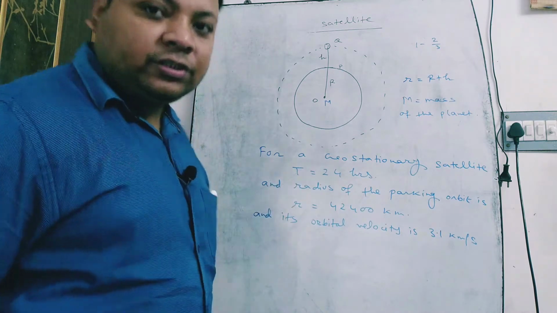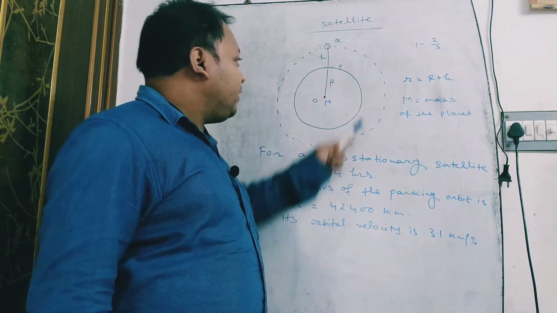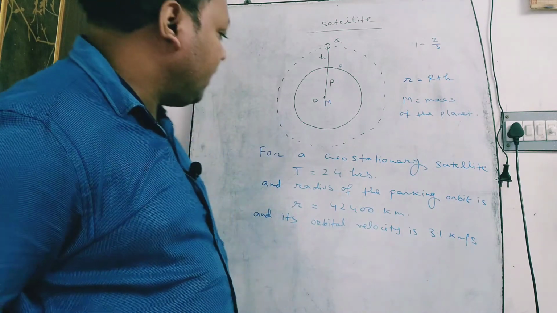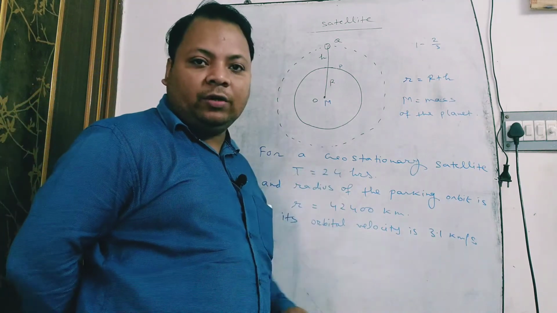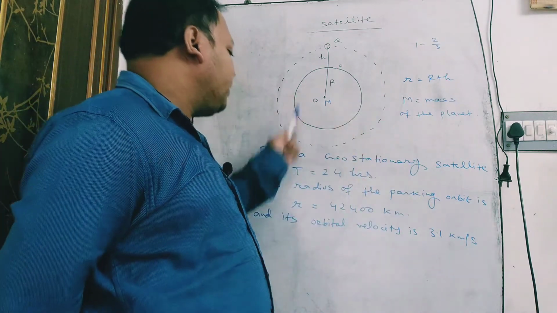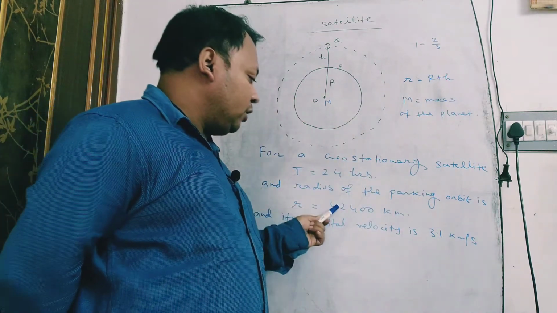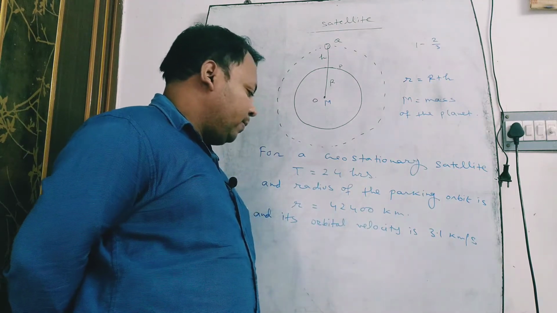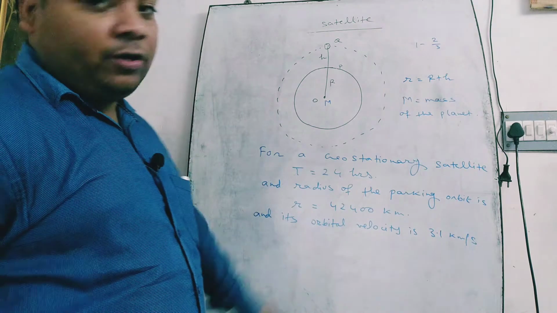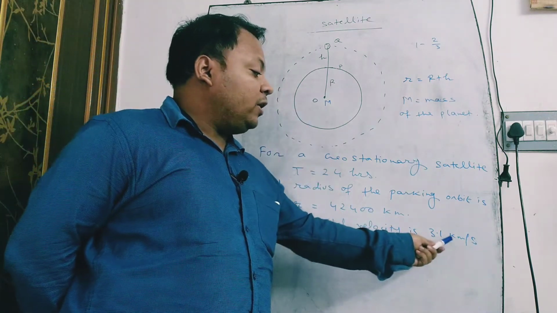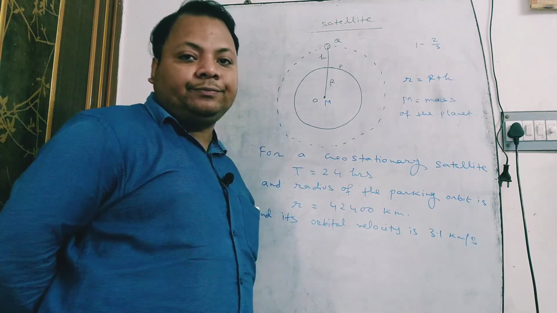For a geostationary satellite, the time period of revolution is capital T equal to 24 hours, and the radius of the parking orbit is small r equal to 42,400 km, and the orbital velocity of the geostationary satellite is 3.1 km per hour.